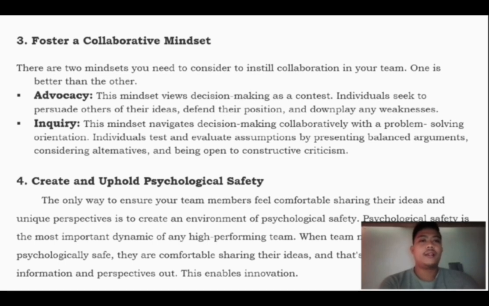Number 4, create and uphold psychological safety. It is the only way to ensure team members feel comfortable sharing their ideas and unique perspectives. Psychological safety is the most important dynamic of any high-performing team. When team members feel psychologically safe, they are comfortable sharing their ideas, and that's how to get new information and perspectives out. This enables innovation.